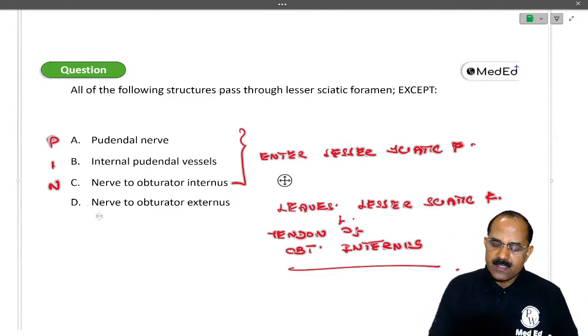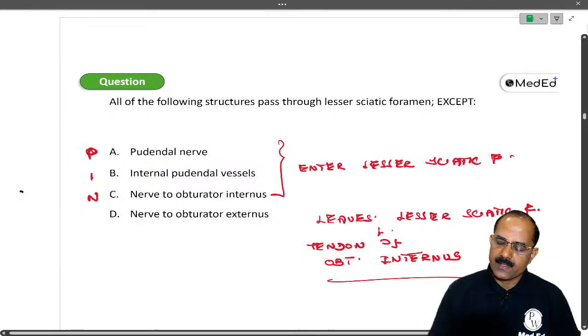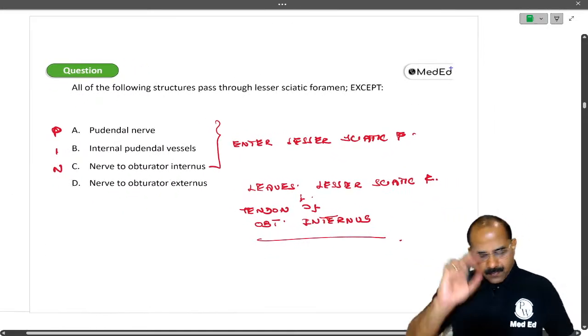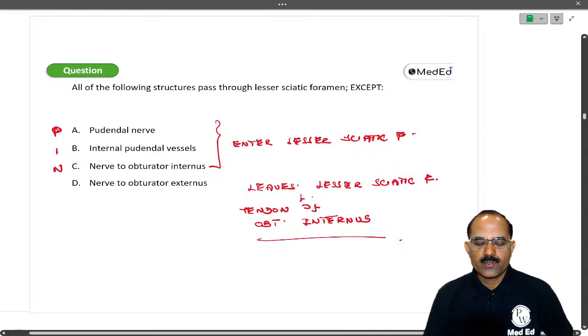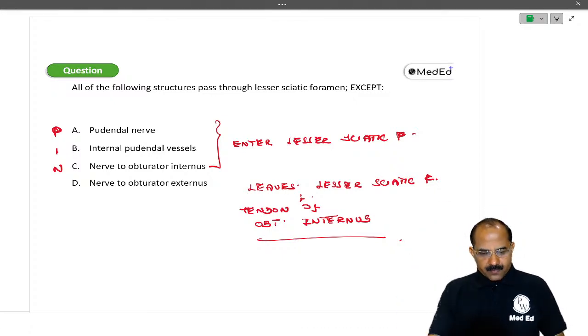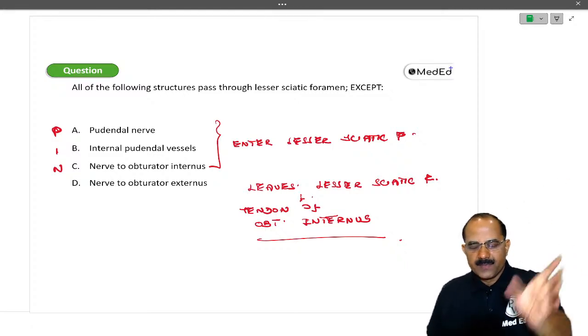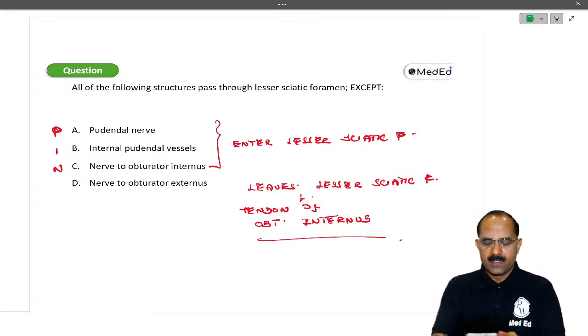So obturator externus is not related to the lesser sciatic foramen. Did you understand, children? Is this clear to all of you? Hello children, clear till here? Is it clear till here?